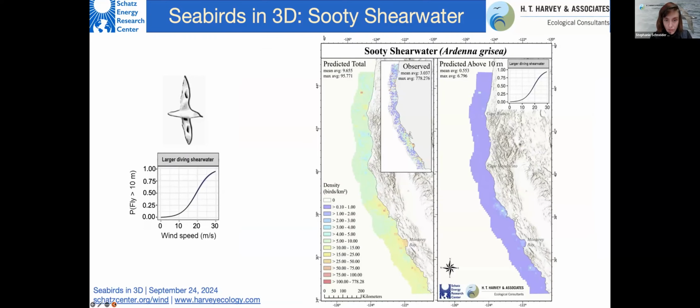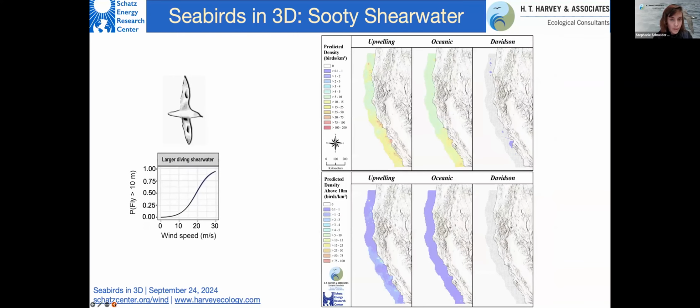This is our predictions. And again, you can see the same patterns hold. This bird is going to be way more present and dense below 10 meters compared to above, but that response to wind means that under certain wind conditions there'll be more birds available at the risk height versus less at slower wind speeds. So it'll change a bit. Next slide, please.